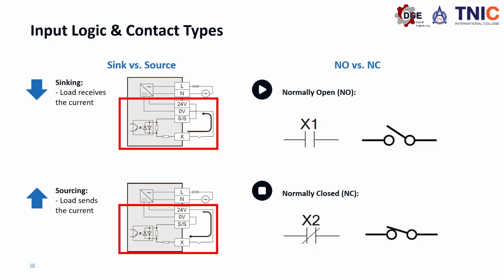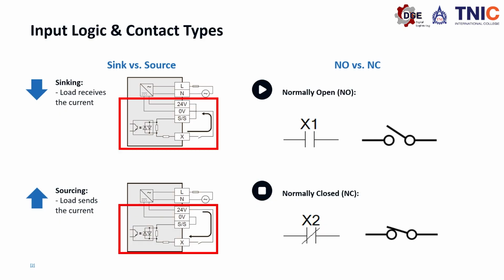Input logic and contact type. We have sink and source, and NO versus NC. Sink type is where the load receives the current. That's used for NPN sensors. The source type is where the load sends the current to the PLC. This one is used for PNP sensors.